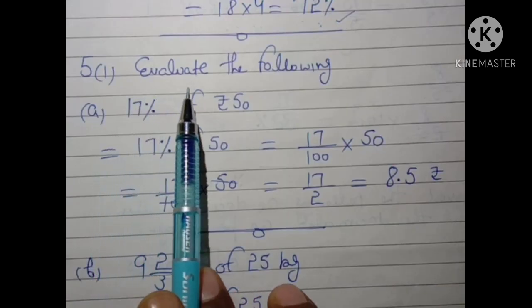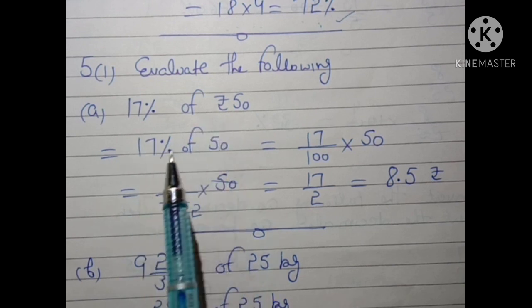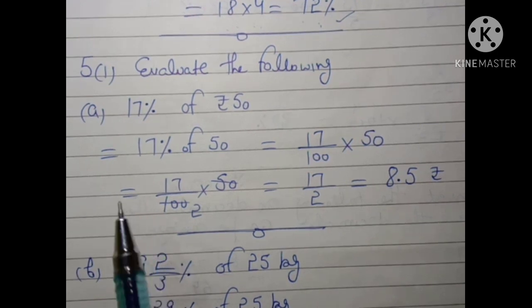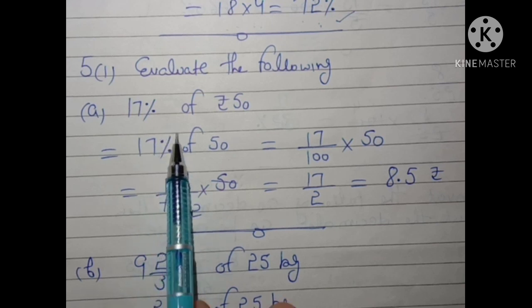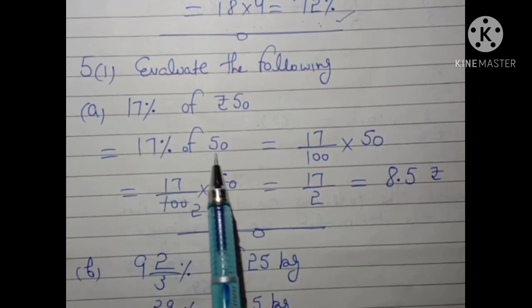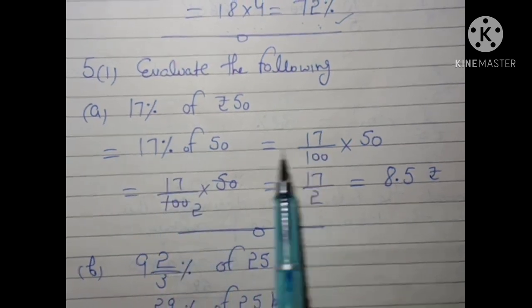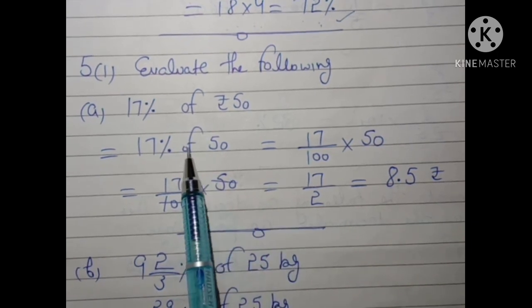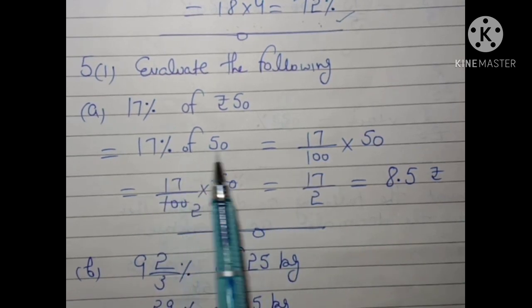So okay, now see the fifth sum, evaluate the following. You can see in the first part 17% of rupees 50. So here we have to find out the 17% of 50 rupees. How can we find out? First of all we have to remove this percentage sign from here. How can we remove it? We have to divide this 17 by 100. So it will become 17 by 100, and then remove this word 'of' from here and put multiplication. So it will become 17 by 100 multiplied by 50.